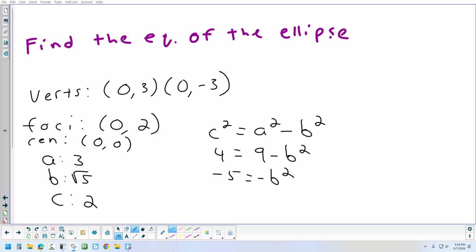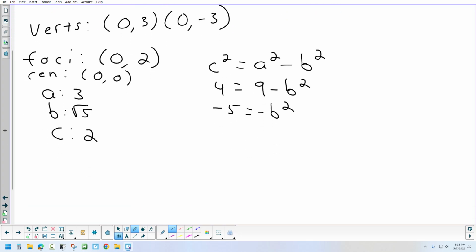All right, so now we've got A, B, and C. Now we need to write the equation of the ellipse. What do we know an equation of an ellipse is always equal to? 1. It's always equal to 1. And we're going to have two fractions. What do we do with the two fractions in an ellipse? Add them. Yeah. So we're going to add them.